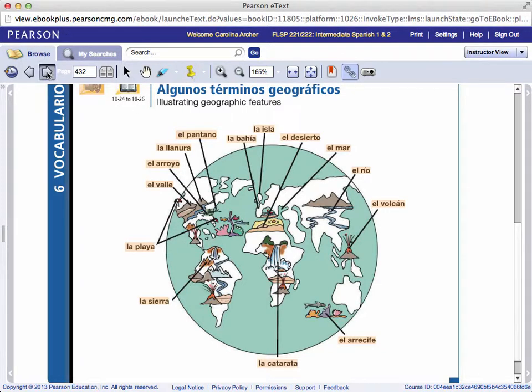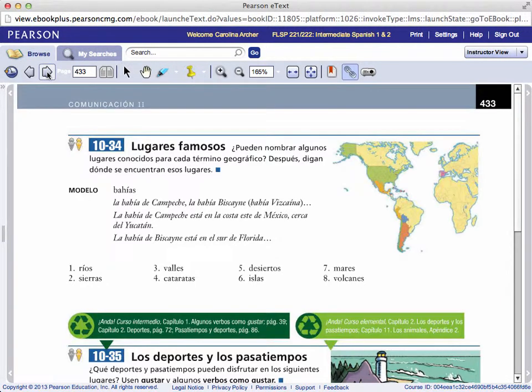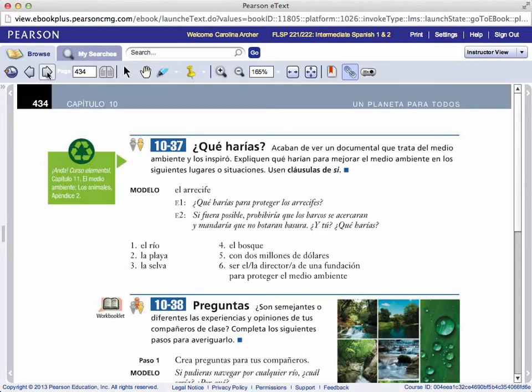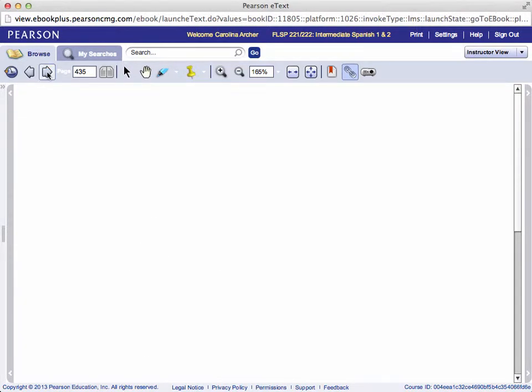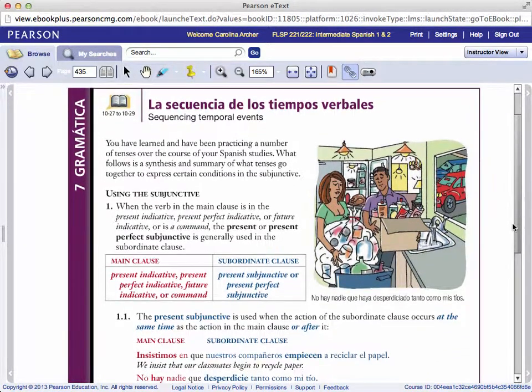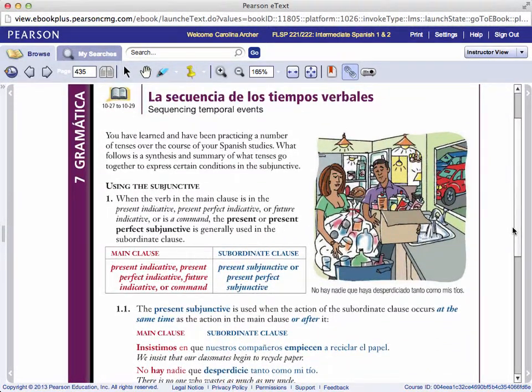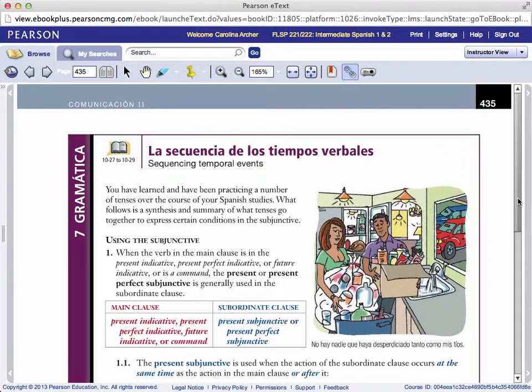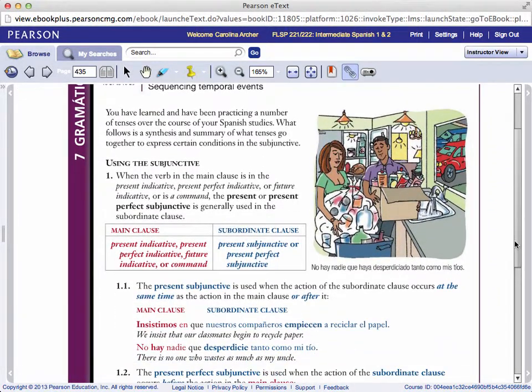Ok, muy bien. Y para terminar el día de hoy vamos a ir a ver la secuencia de los verbos. La secuencia de los tiempos verbales. It's almost like a review or a summary of what we have seen with the subjunctive, when what happens with the subjunctive and the order of the tenses that we have been learning. Okay, and when to use the indicative and the subjunctive and how.